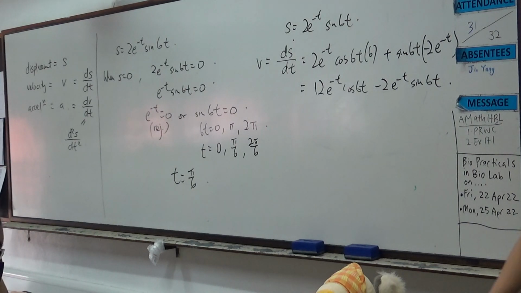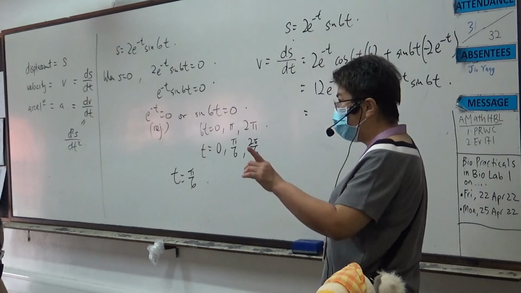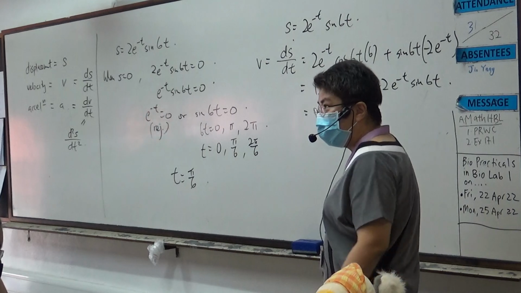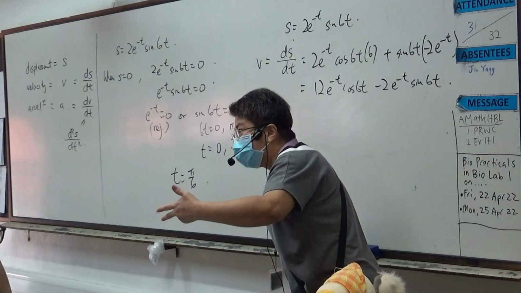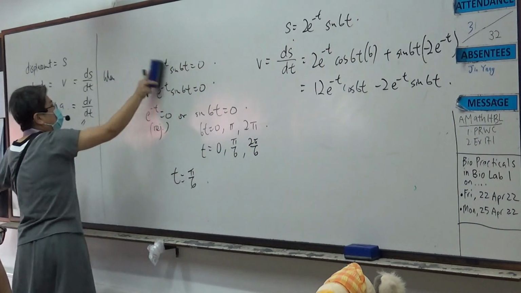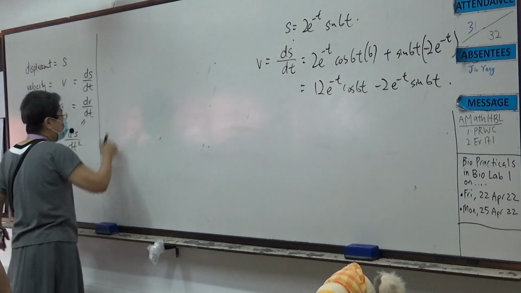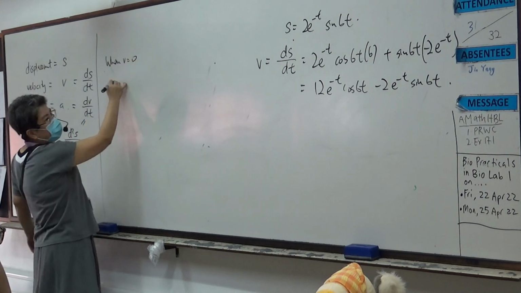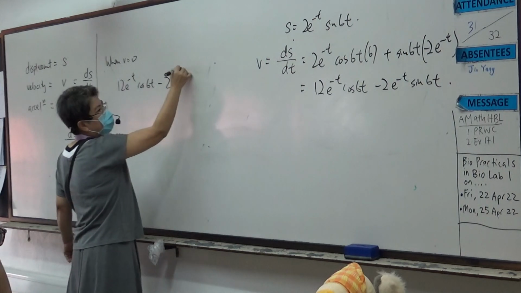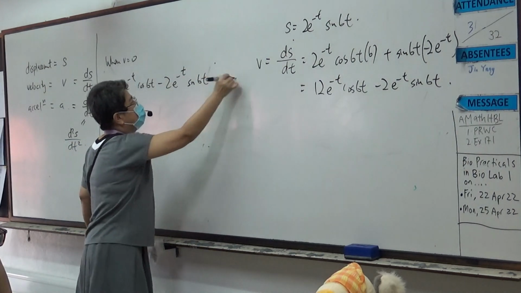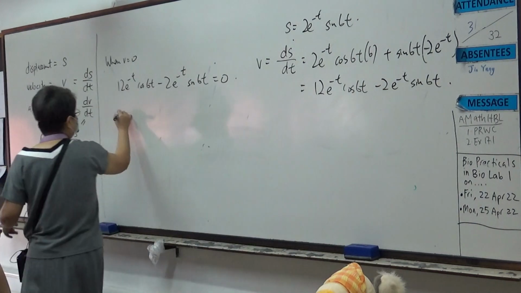Yes or no? Okay, what is a common factor that I can take out for both? That's why I just tell you to take out the maximum. Of course, you can not take out here. I can say when v is 0, agree, class? Okay, when v is 0, I will have 12e^(-t) cosine 6t minus 2e^(-t) sine 6t equals to 0. Am I right? Correct. Now, a common factor.